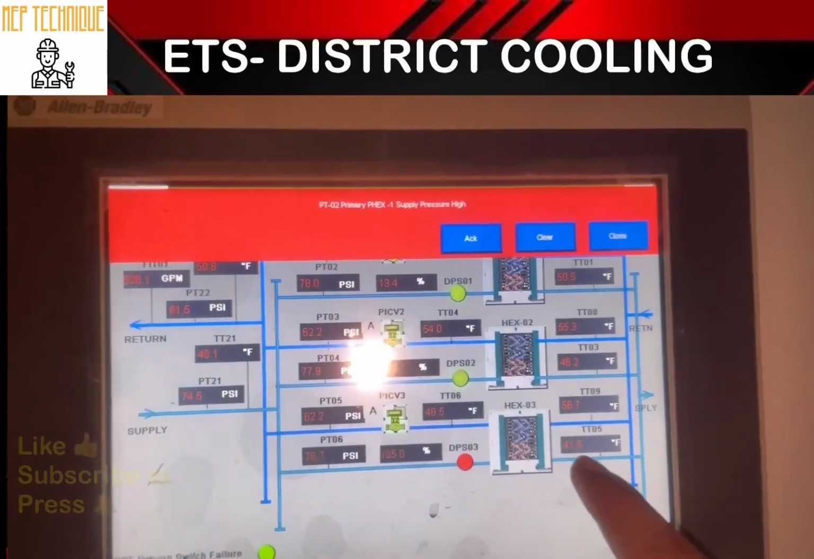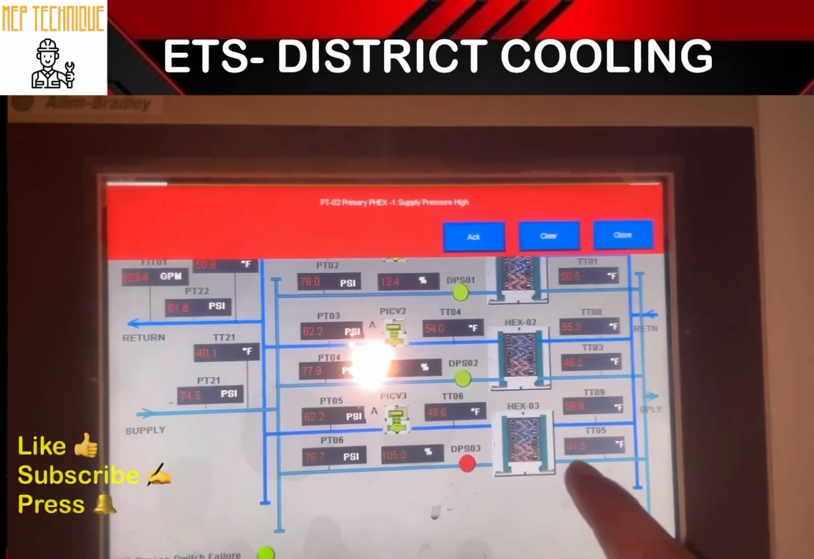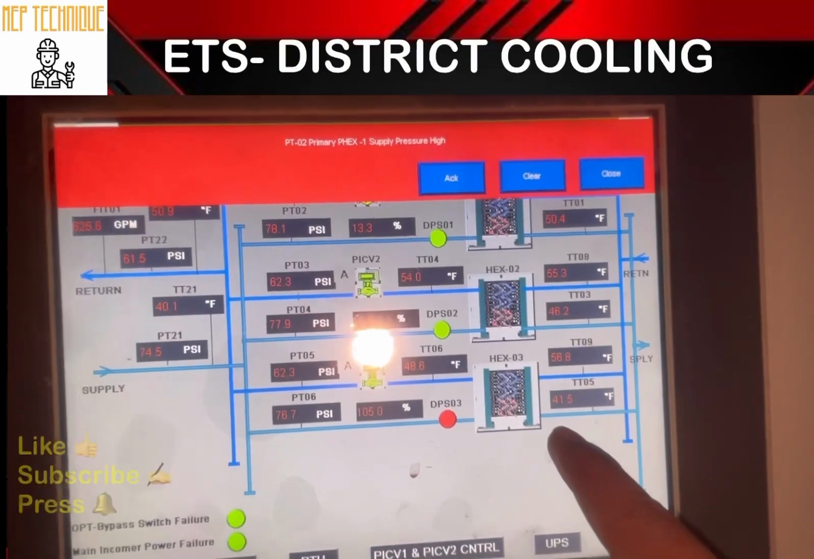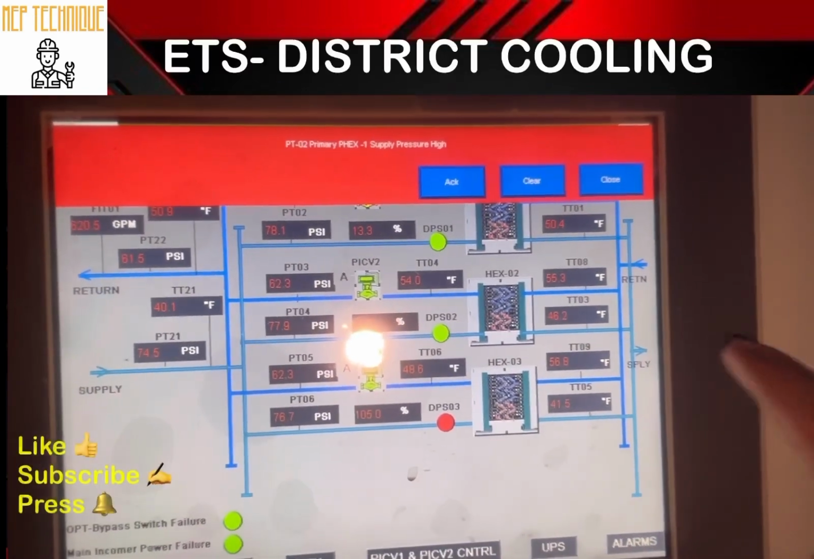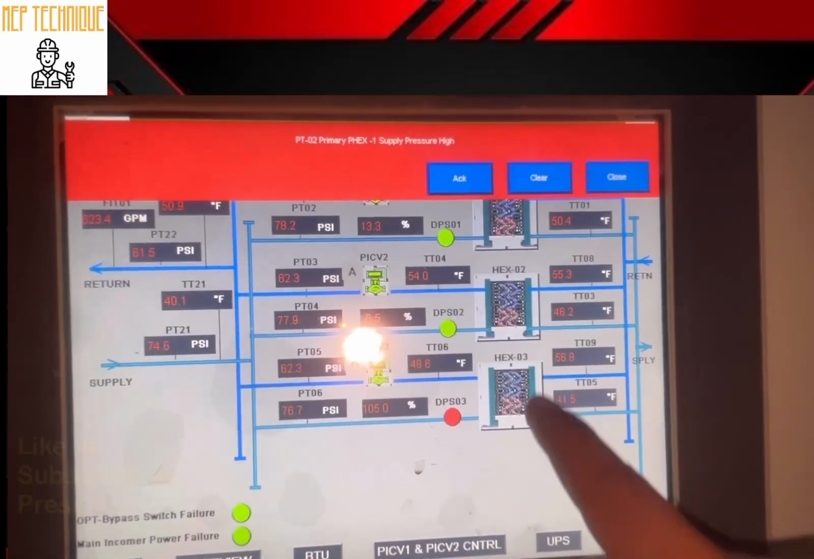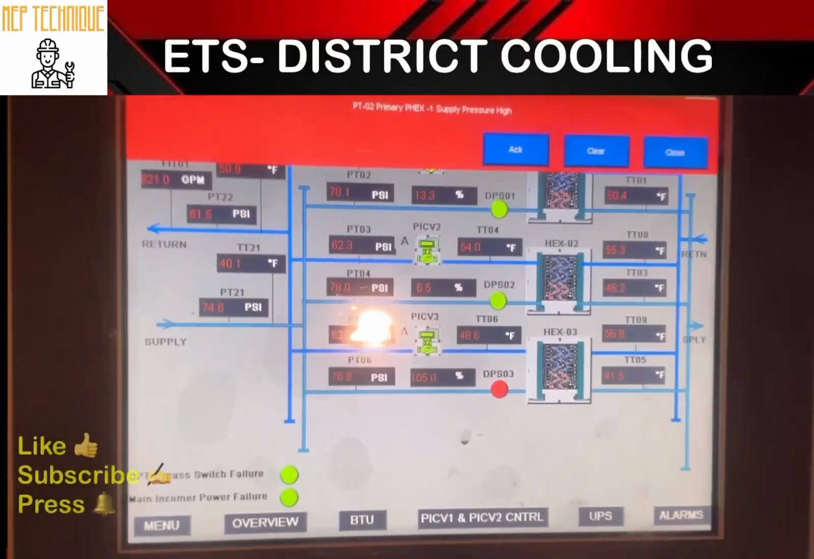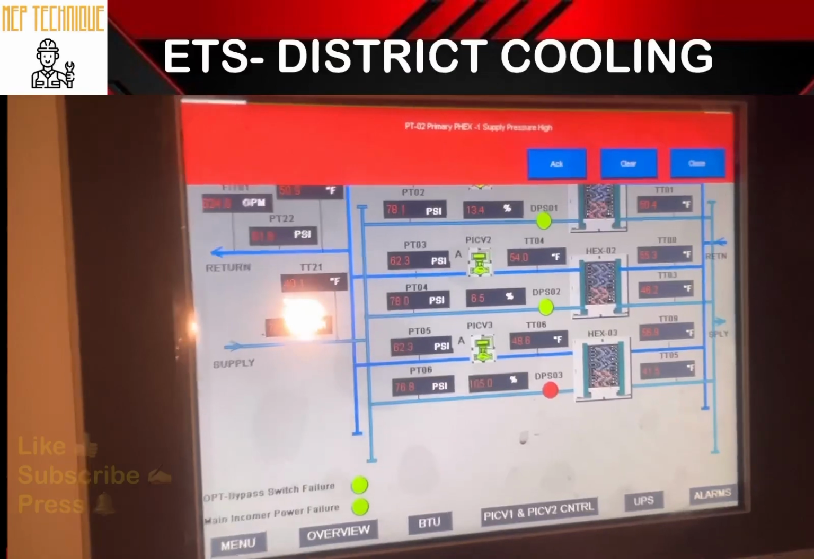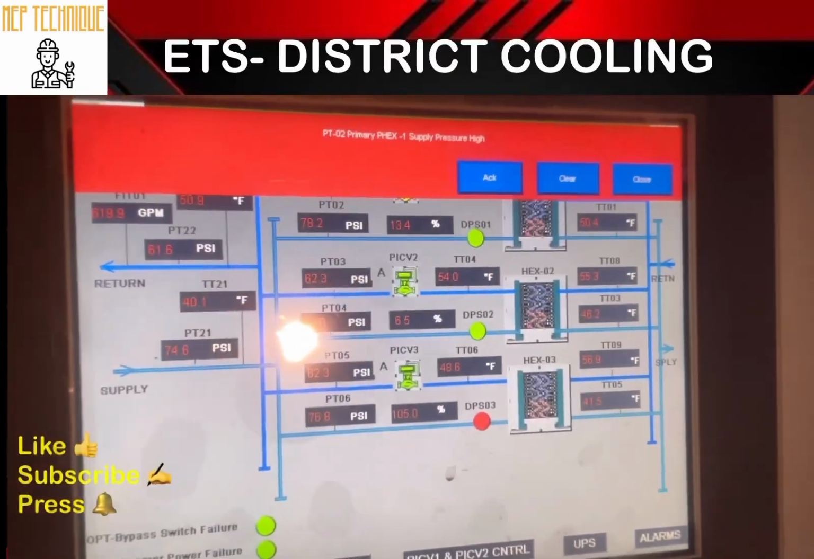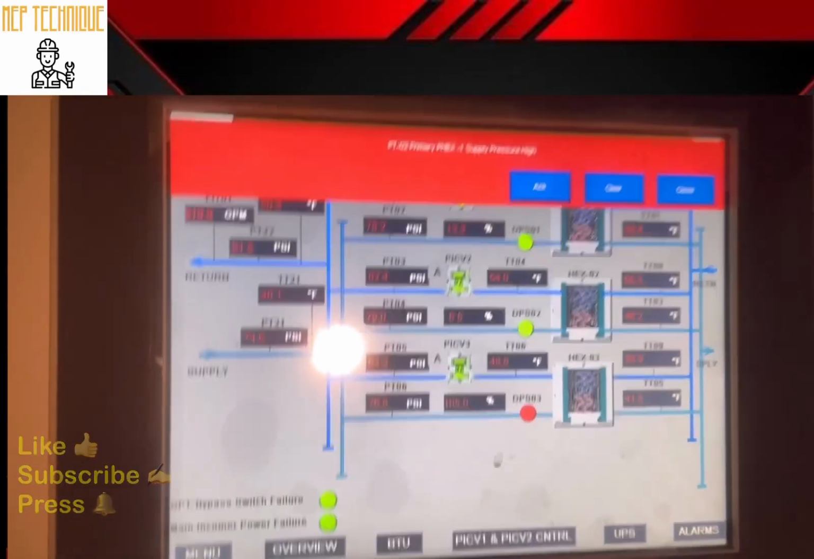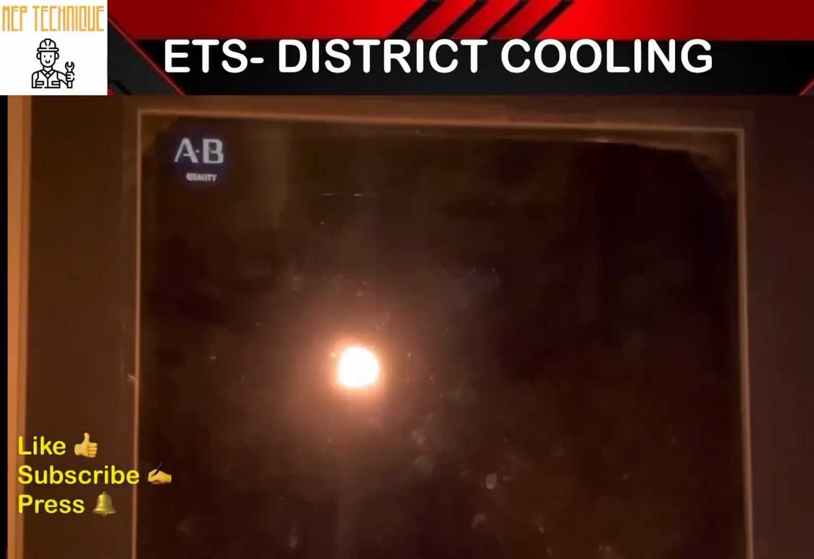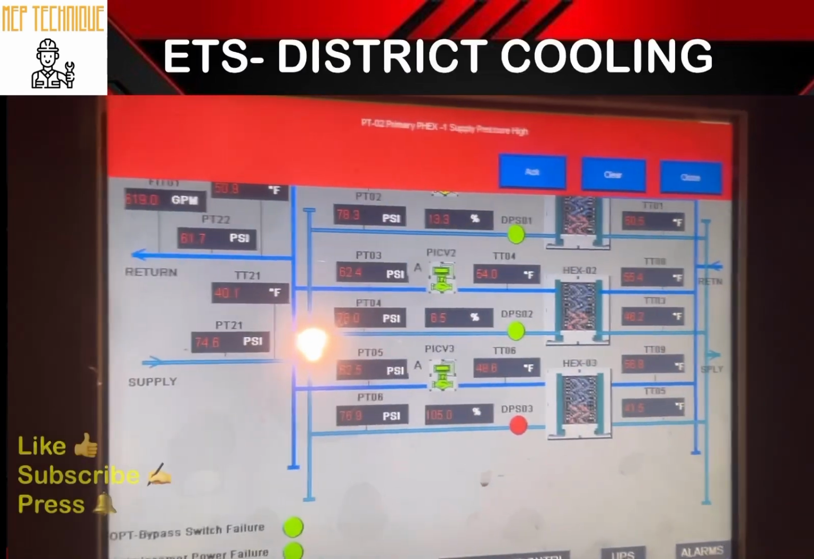Then this is our secondary line. The secondary line supply is 41.5 degrees Fahrenheit and the return is 58 degrees Fahrenheit. This supply is going to our FCU, AHU and FHU, and this is the return line from the FCU, AHU and FHU. That is how our chilled water is distributed in the heat exchanger systems. I hope you understood about chilled water distribution in energy transfer systems like the heat exchanger room. Thank you.